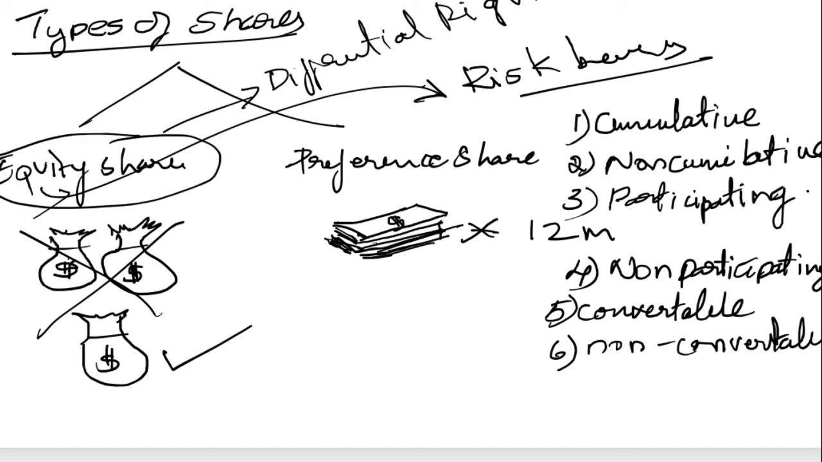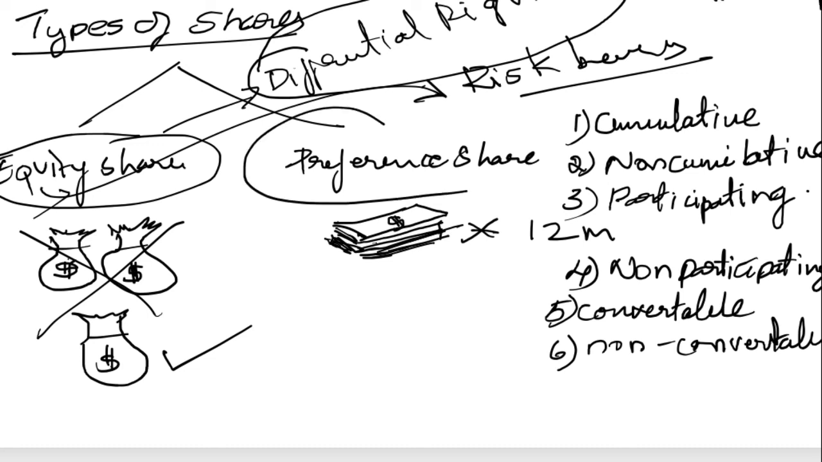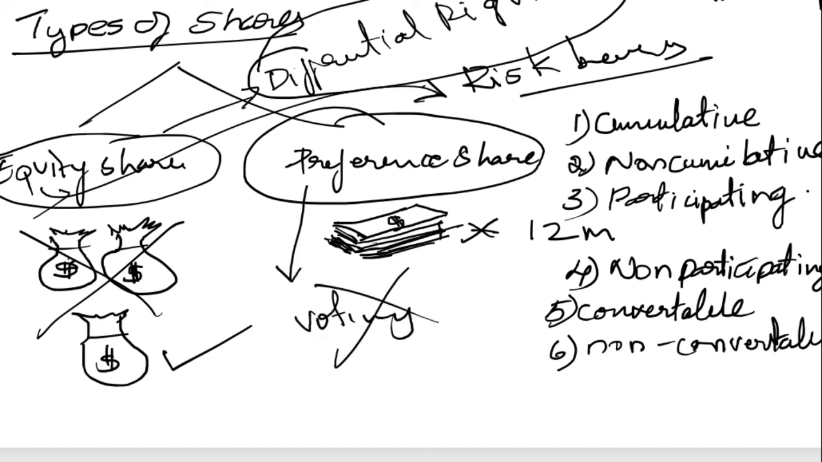Equity shareholders, if they take a certain amount of equity shares, will definitely get a voting right also. But with preference shares, even if you take more preference shares, you won't get any voting rights. So this is the end of share capital and shares.